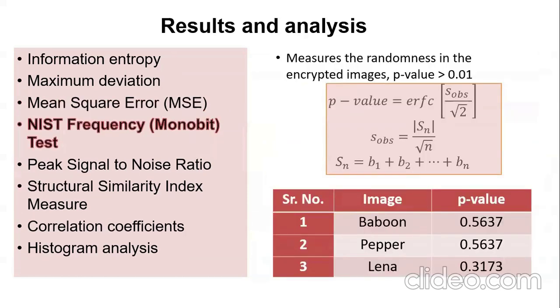The frequency test is suggested by NIST, where it measures the randomness in the encrypted images. For successful encryption, the p-value should be greater than 0.01. Thus, the available values indicate that the algorithm is producing the encrypted image with a truly random sequence. So, our algorithm is passing this test.